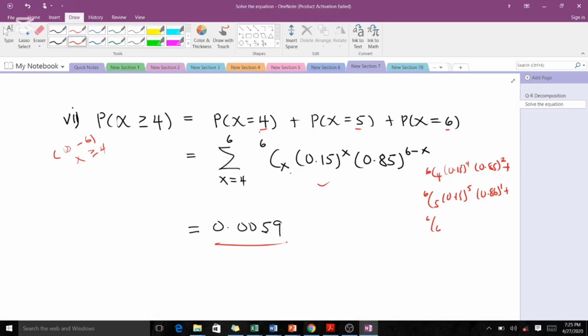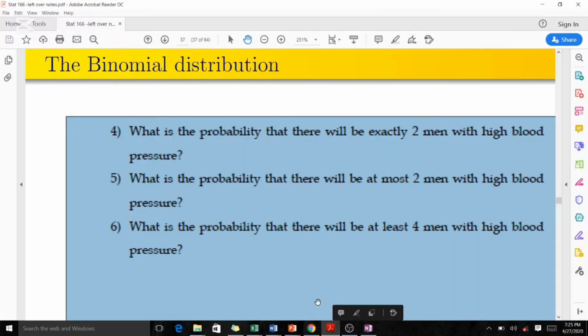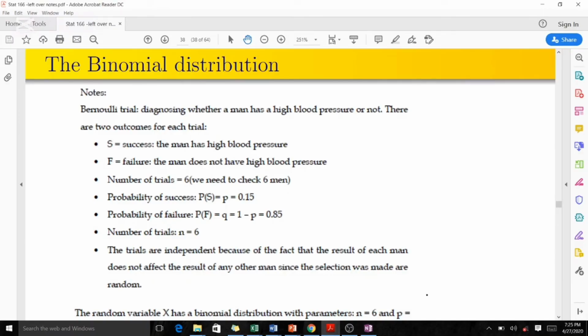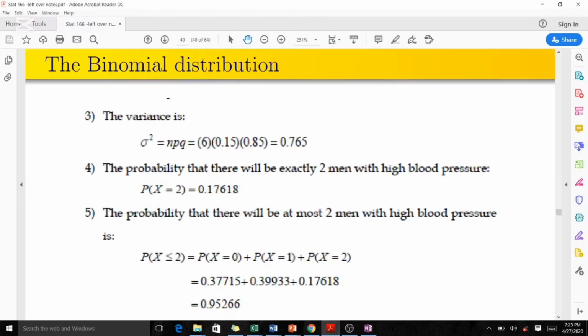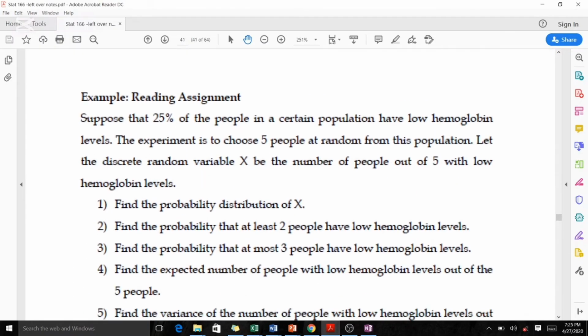So that's it with the binomials. There is a trial question. I'll provide you with the answers, so you have to solve it and get those answers. It's very simple. So let's look at the example. Okay, let's go to the solution to the questions.